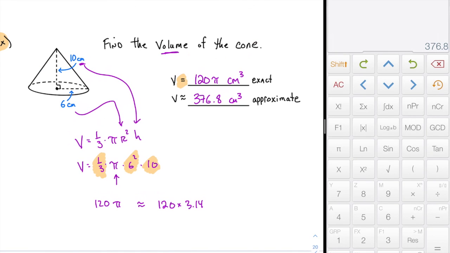If you need to work backwards, if the problem gives you the volume and you have to find the radius or the height, it's the exact same technique as using the cylinder. You just have a 1/3 in there. So I'd recommend instead of watching the longer video here, go back and watch the cylinder video and then just replicate that using the formula for the cone instead of the cylinder.